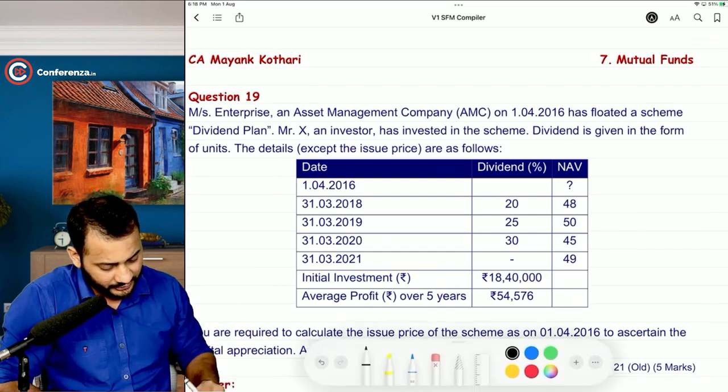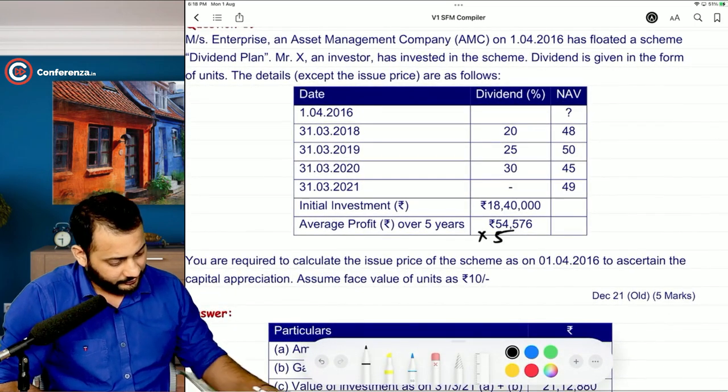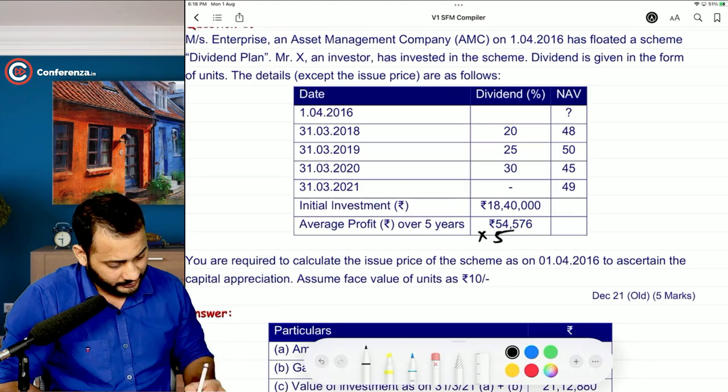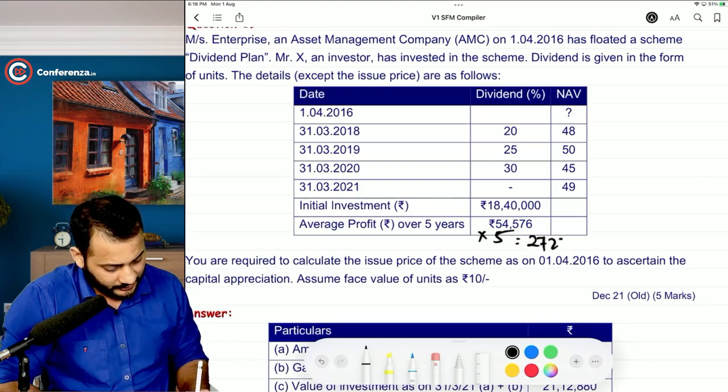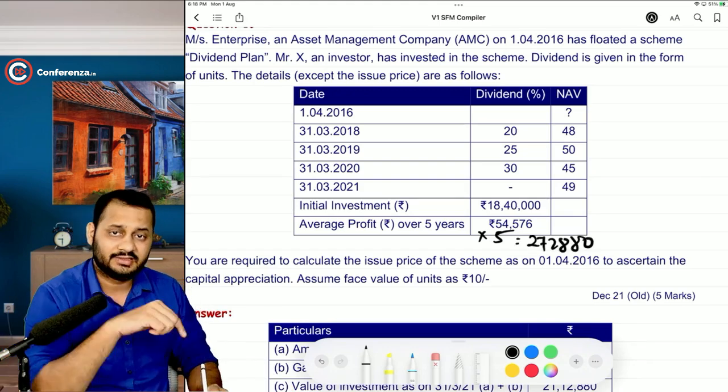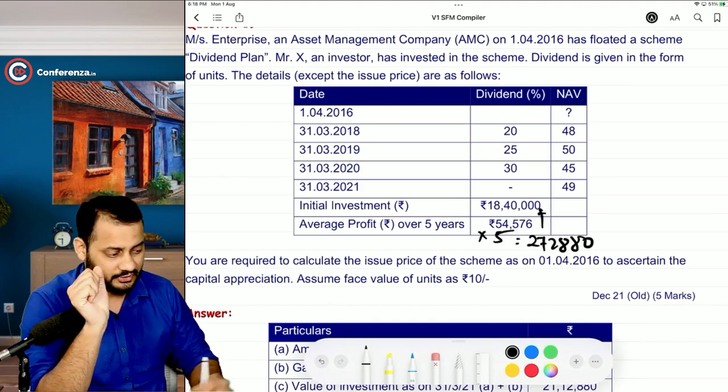So let's do the calculation. Multiply it by 5. It becomes 272,880. And this is the profit. Add it in the initial investment.